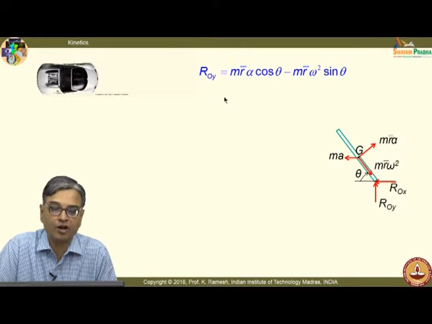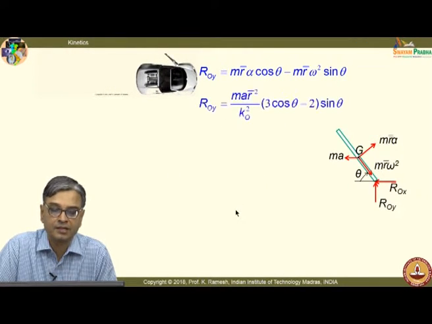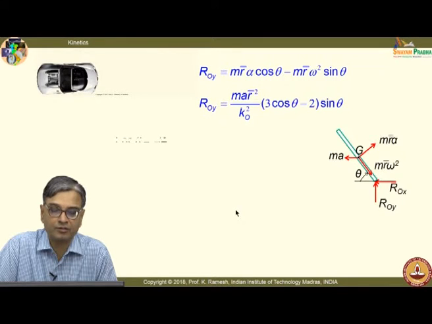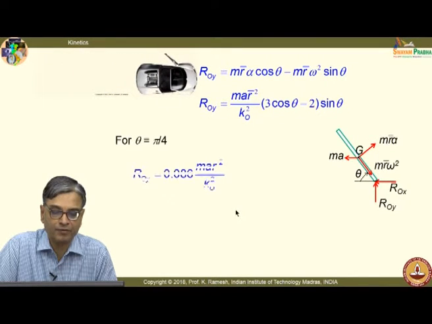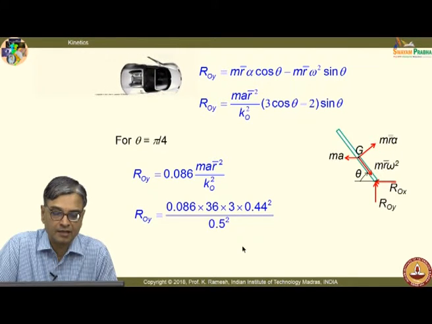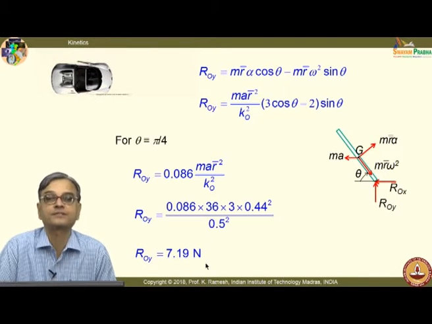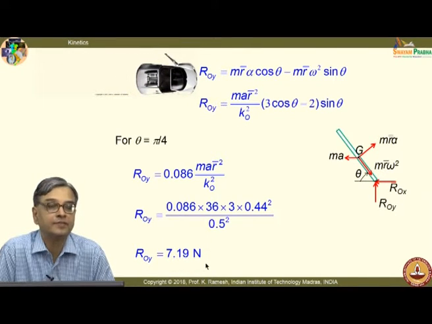Then I need to get r o y. R o y is given like this, and substitute the relevant quantities. For theta equal to pi by 4, I get r o y as 7.19 newtons. So, it is a very interesting problem.